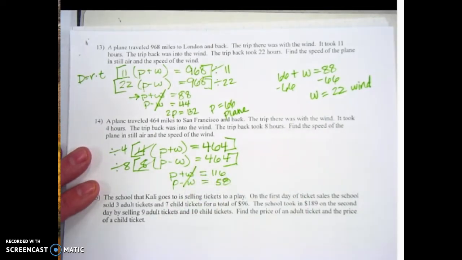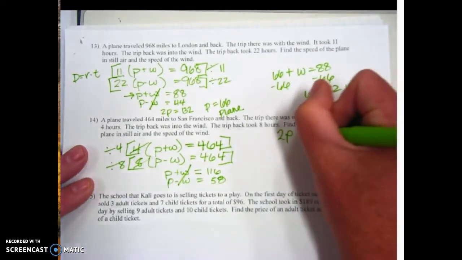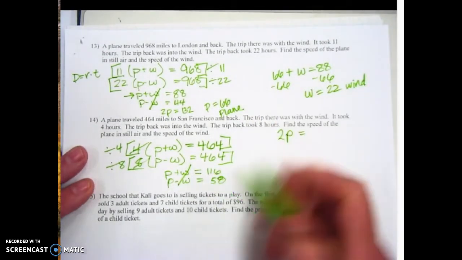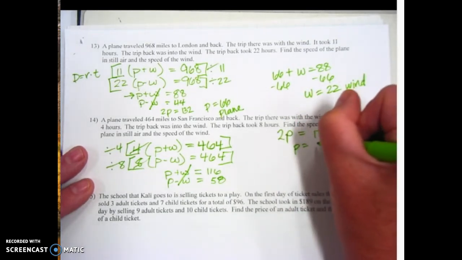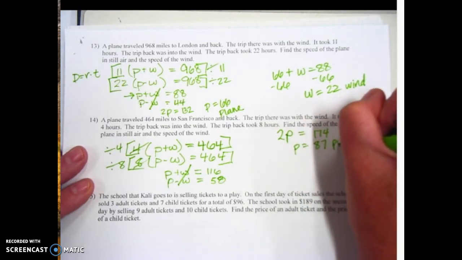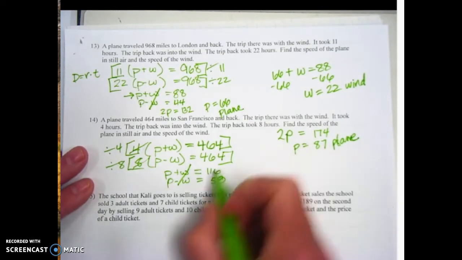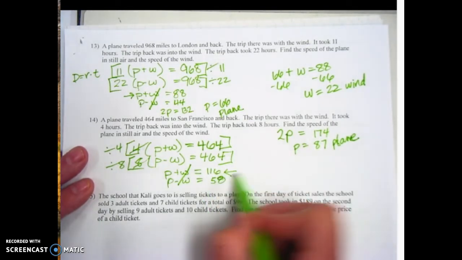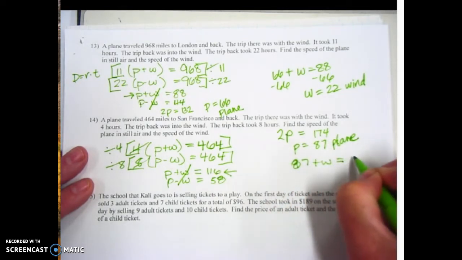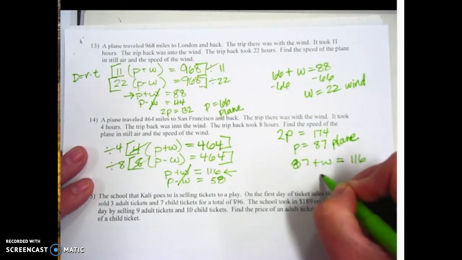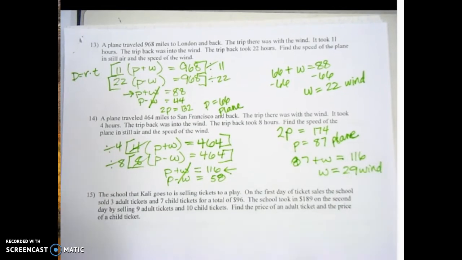These are opposites. They eliminate. And we get 2P equal, add these two together, I got 174, divide both sides by 2, and the plane is going 87 miles per hour. Now we just need the wind, so I plugged it into this one right here. I said 87 plus W equals 116. Subtract 87 from both sides, so the wind is 29 miles per hour.